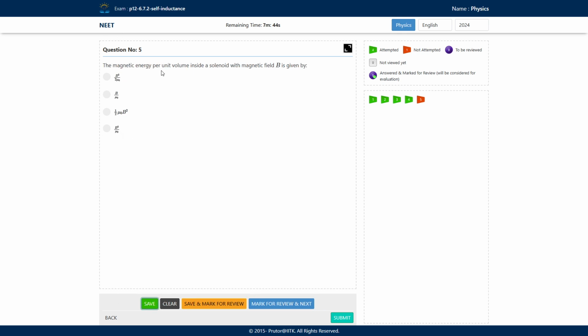The magnetic energy per unit volume inside a solenoid with magnetic field B is given by, so the magnetic energy per unit volume, the energy density: B square upon 2 mu naught, B by mu naught, half mu naught B square, or B square by mu naught. Which option is correct?